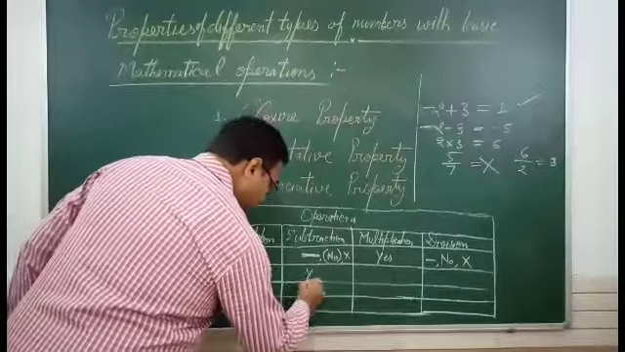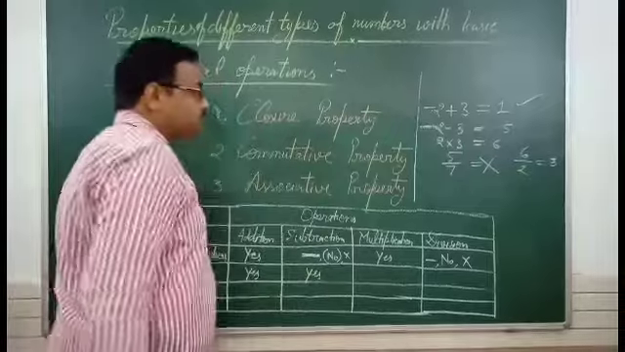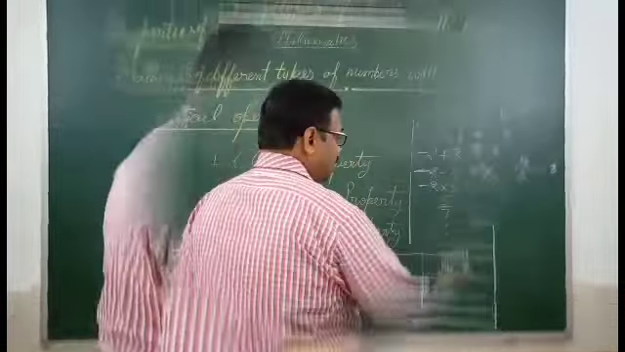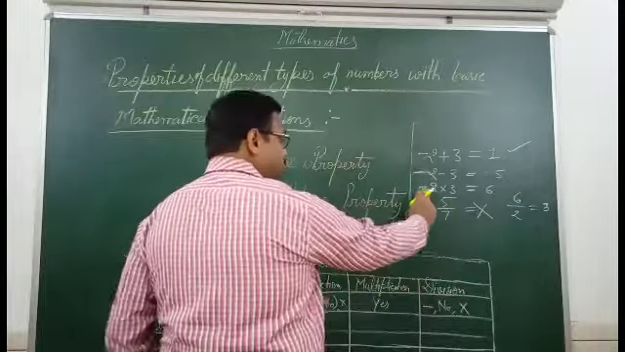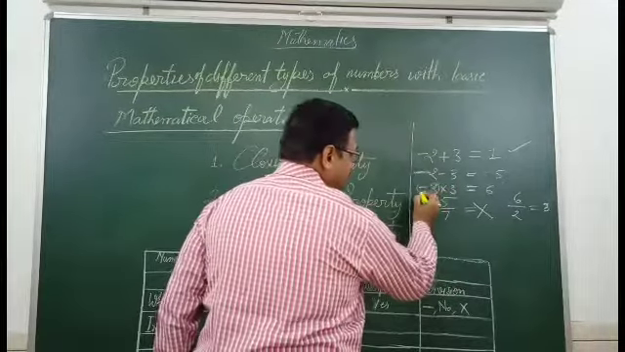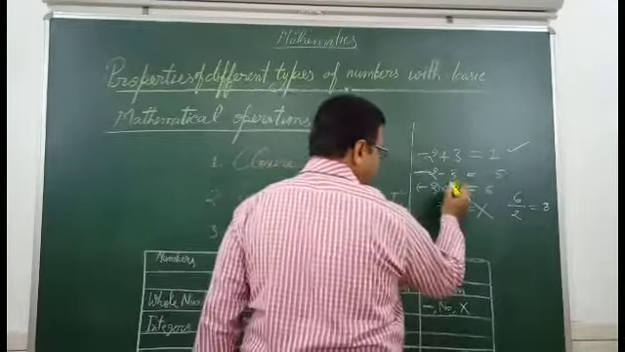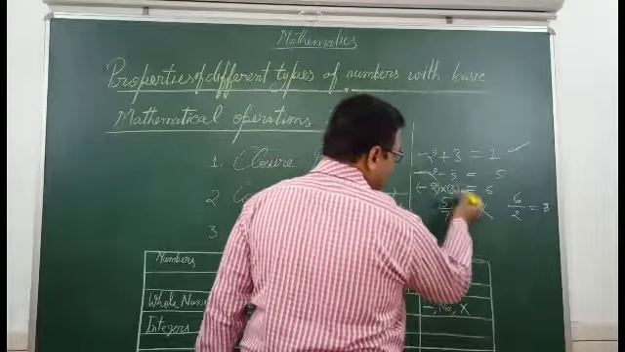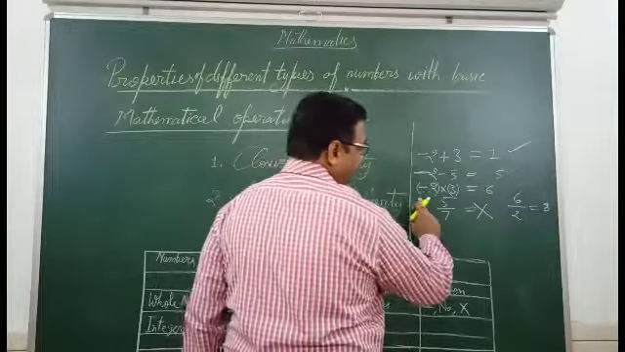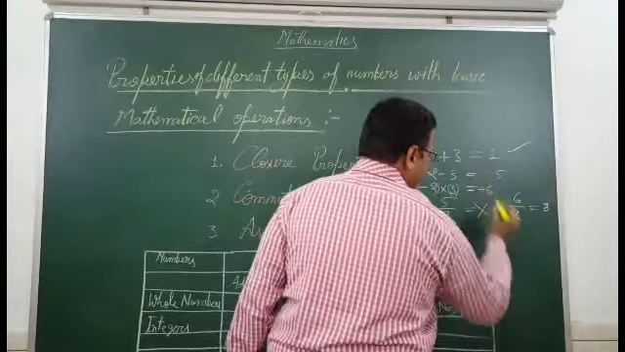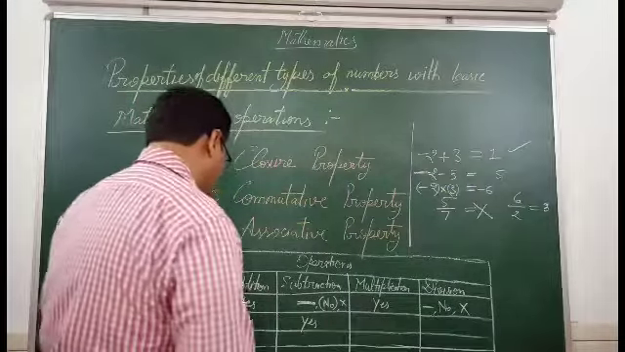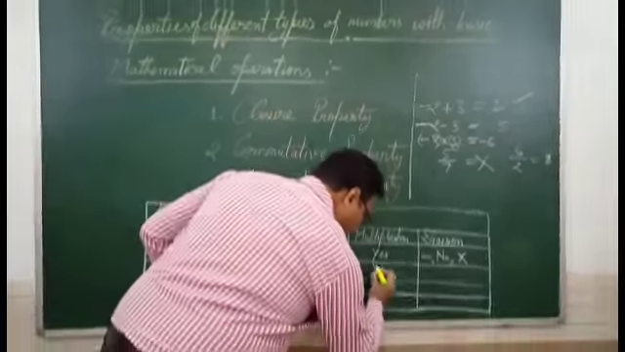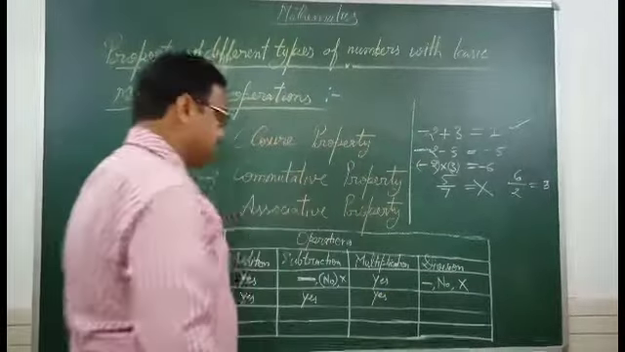So here also you will write yes. After that, in multiplication, when we choose one integer as minus 2 and another as plus 3, and we multiply them, the answer will become minus 6. That is also an integer. So here in this table again you will put yes.